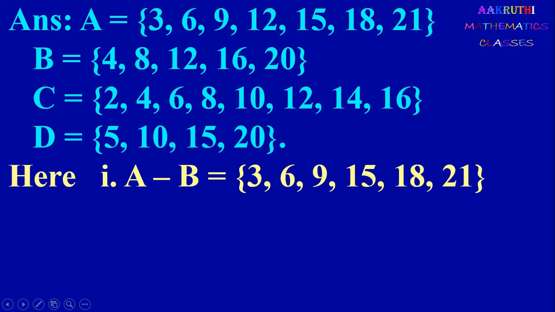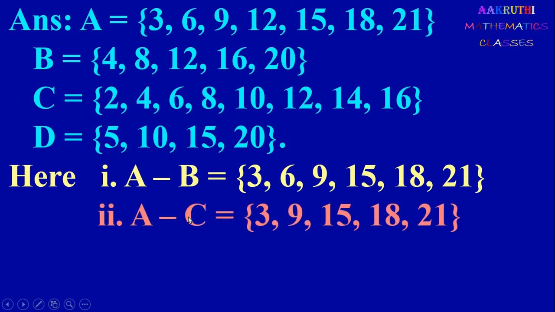A minus B means you have to subtract multiples of 4 from multiples of 3. That is, 12 you can subtract. The remaining elements you have to write as they are. 3, 6, 9, 15, 18, 21 is A minus B. Next it is A minus C. A minus C means from multiples of 3 you have to subtract these multiples of 2. We have to subtract 6, 12. So 18 is not present here. So therefore the remaining elements are 3, 9, 15 and 21. So that is A minus C.